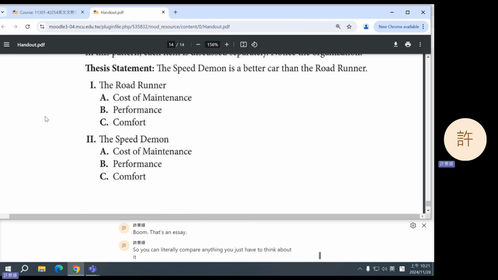Of course, if you don't want to think too hard, you can take two similar things and then talk about how they are different. Questions?